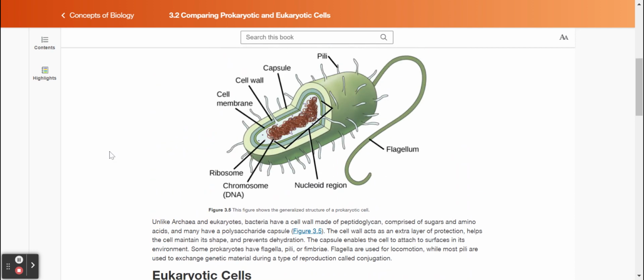Unlike archaea and eukaryotes, bacteria have a cell wall made of peptidoglycan, comprised of sugars and amino acids, and many have a polysaccharide capsule. The cell wall acts as an extra layer of protection, helps the cell maintain its shape, and prevents dehydration. The capsule enables the cell to attach to surfaces in its environment. Some prokaryotes have flagella, pili, or fimbriae. Flagella are used for locomotion, while most pili are used to exchange genetic material during a type of reproduction called conjugation.